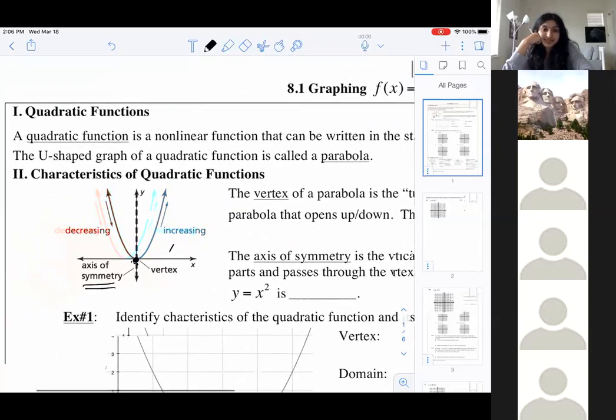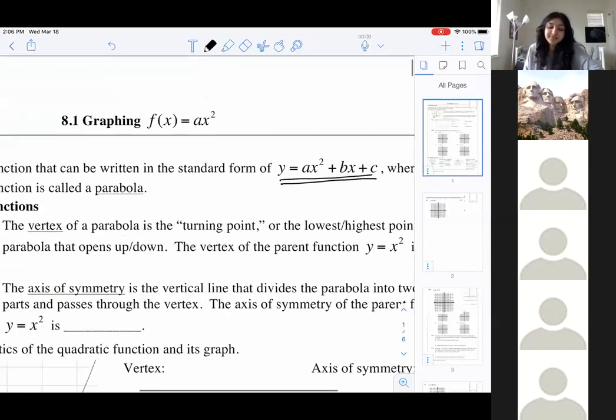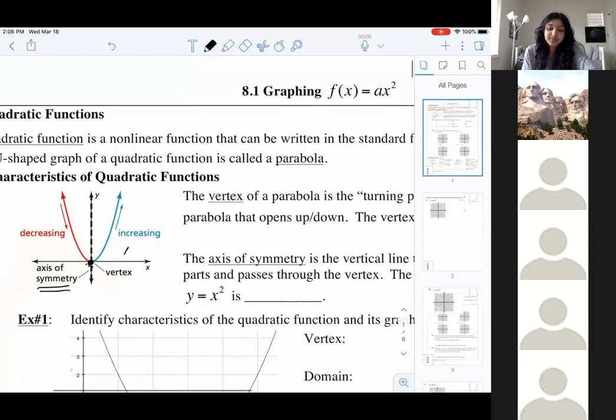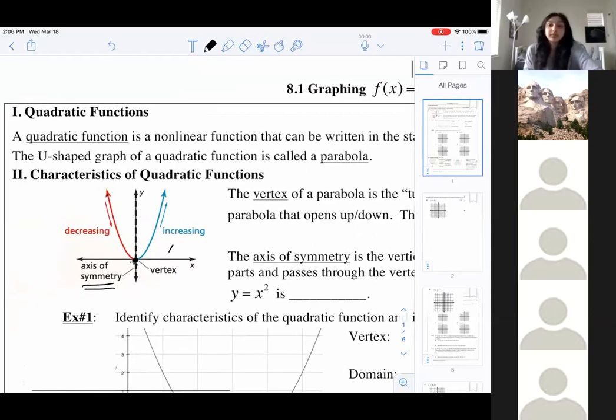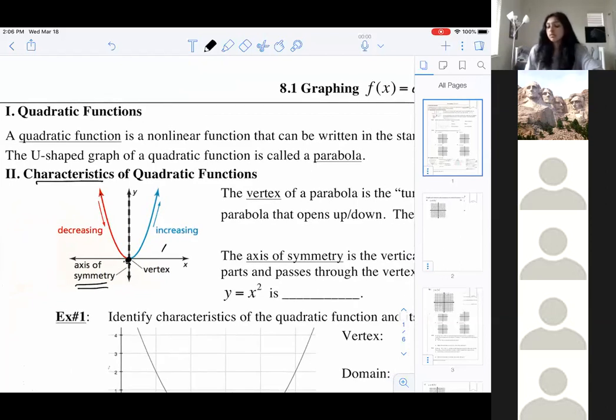All right. One more time. What is the standard form of a quadratic equation? Y equals ax squared plus bx plus c. Correct. What do you call the shape of the graph? Parabola. How does it look? A U-shape. And if the question asks for the characteristics, there are a few things you're going to tell me. You're going to tell me what the vertex is. In this case, the vertex happened to be 0, 0, the origin.